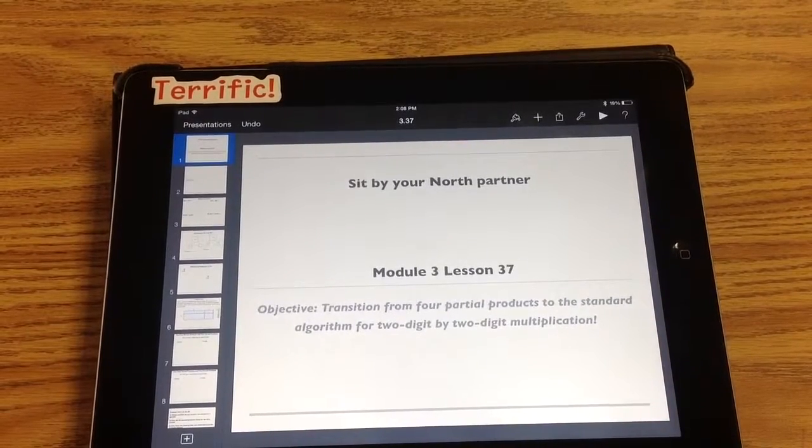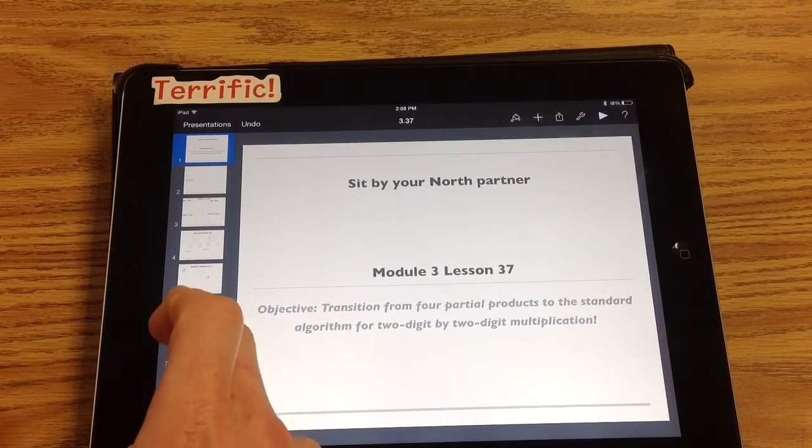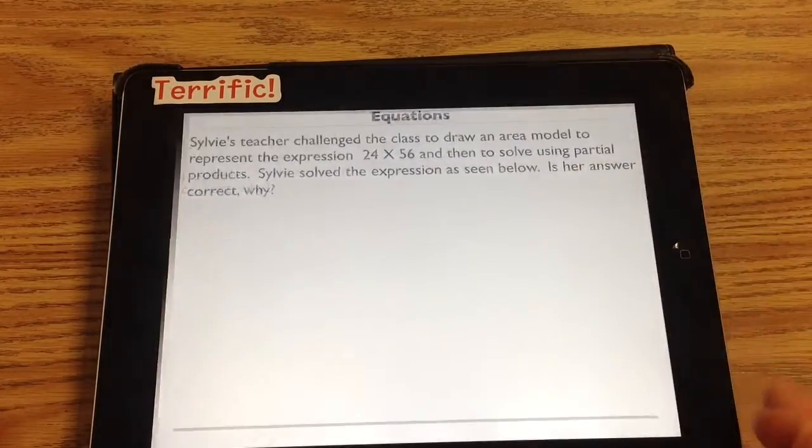All right, beginning lesson 37. We are going to go from 4 partial products with our 2 by 2 multiplication to the standard algorithm using just 2 partial products. Let's go ahead and look at this first problem.